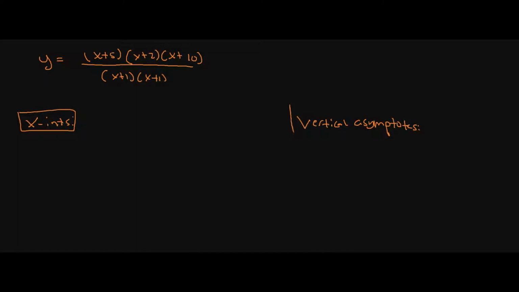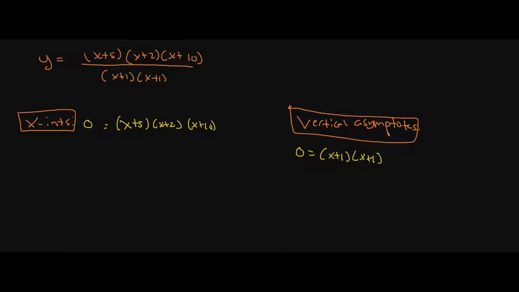So, to find our x-intercepts, we just set the numerator equal to 0, and we're going to get x plus 5, x plus 2, and x plus 10. And over here, we're going to get 0 equals x plus 1, x plus 1. So over here, we're going to get 0 equals x plus 5, 0 equals x plus 2. We just set them individually equal to 0.